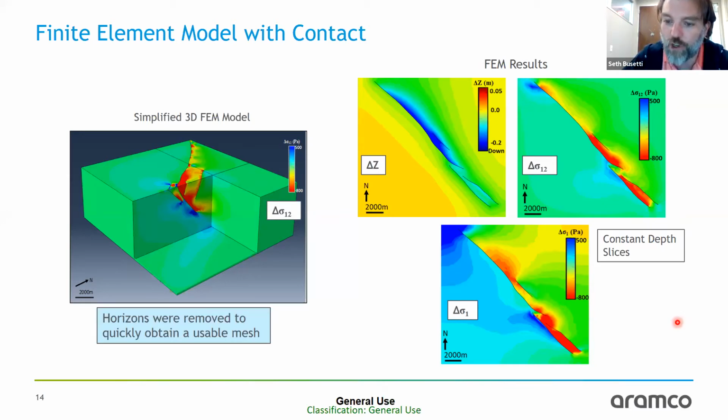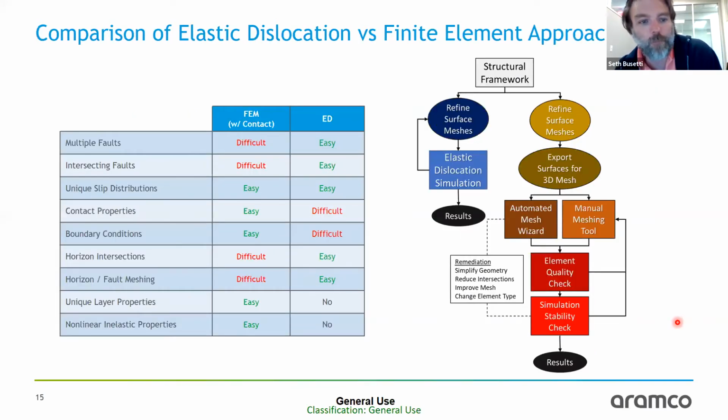So if you went either direction, I think you'd be okay. But now let's decide, why would I go one direction or the other? Okay, so here's a chart where I compared why finite element, why elastic dislocation. So multiple faults. FEM, it was actually pretty difficult to get all this meshed. In the ED approach, very easy.